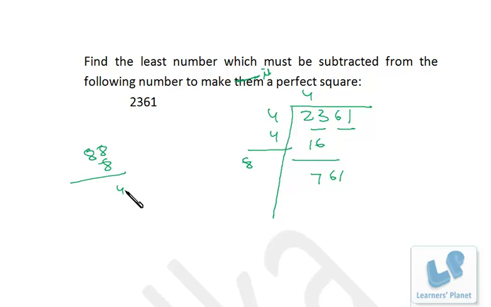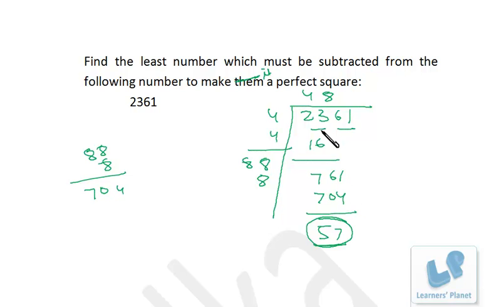8 8s are 64, 8 8s are 64 plus 6, 70. So 89 9s will go beyond 761. So we take 88 into 8. So that's 704. So we are left with 57. And no, we don't have any other numbers to take over here. So we are having 57 as the remainder. That means 57 are extra with us.